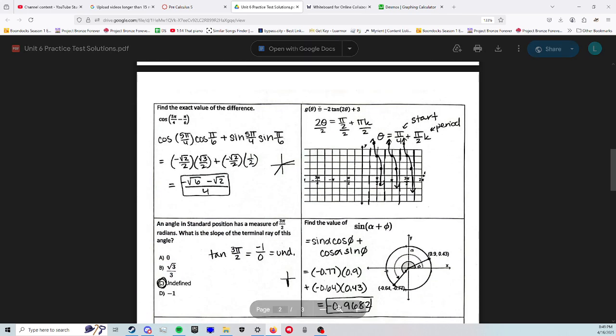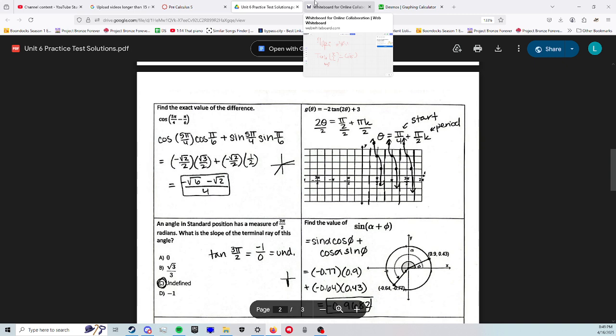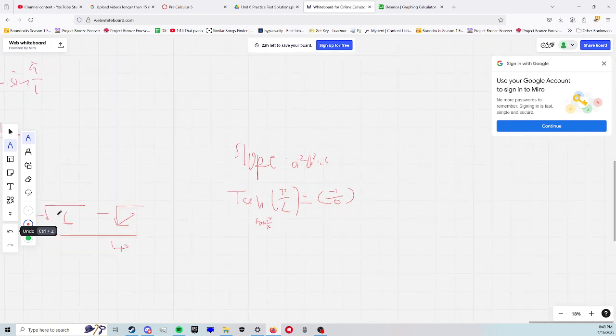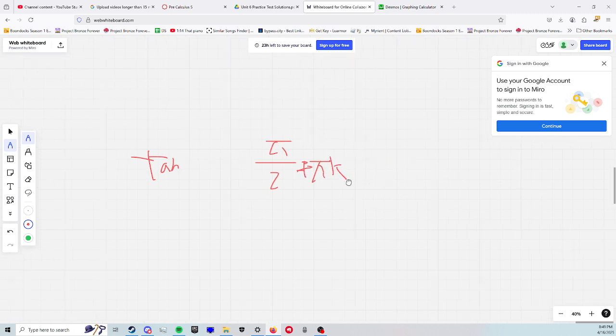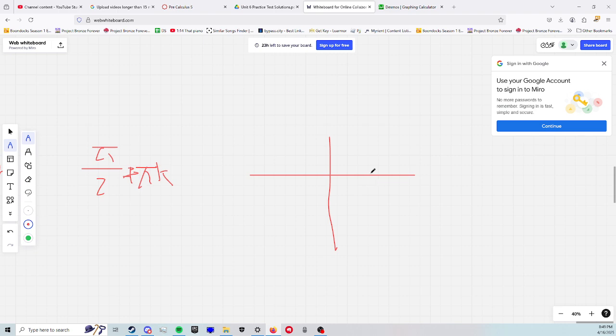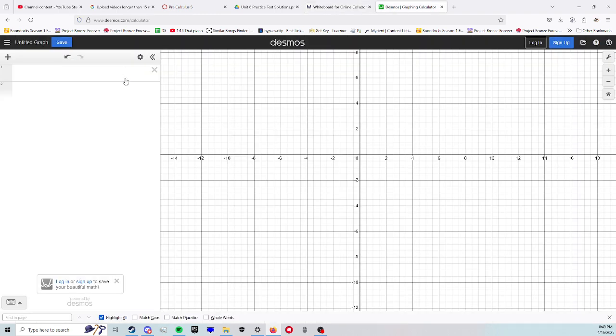Okay, g of theta equals negative 2 tan 2 theta plus 3. I'll try to do this without using the graph. If you don't know what the tan graph is, this is the asymptote formula, plus pi k. So pi over 2 plus pi over 2, 3 pi over 2. This is what a normal one should look like. I'm sorry, I'll just show you.